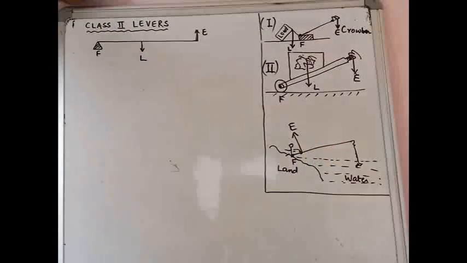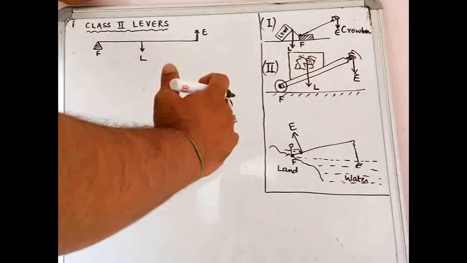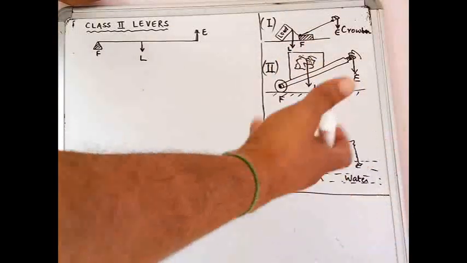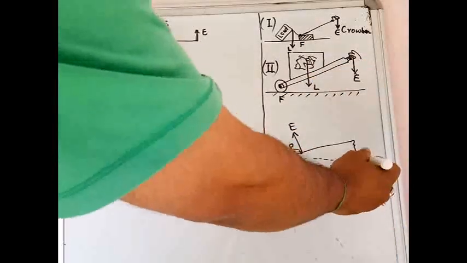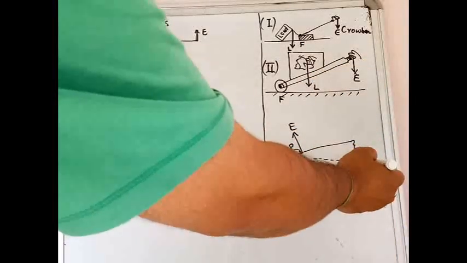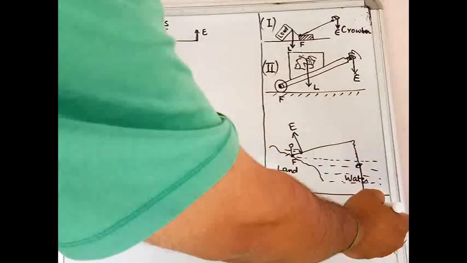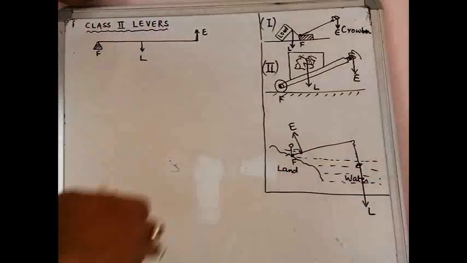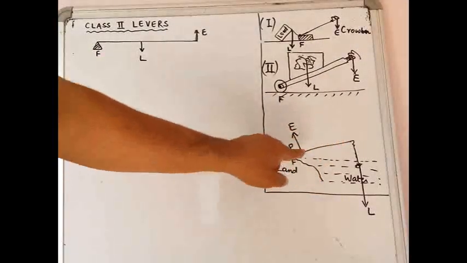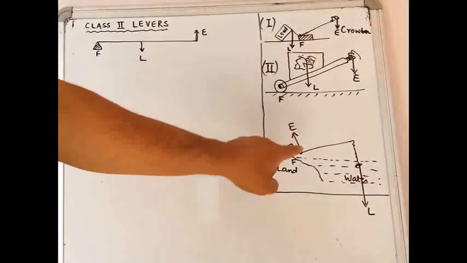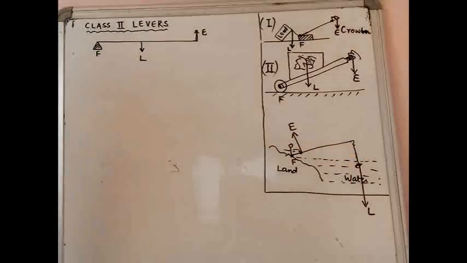And what is it that he is trying to pull out? Whatever he is trying to pull out will become the load. So obviously the fish or whatever he has caught, that becomes the load. So that is the load. If you draw the direction of the load, this is the direction of the load, and that's the position. So considering this particular fishing rod, now you see that the effort is lying in between the fulcrum and the load.